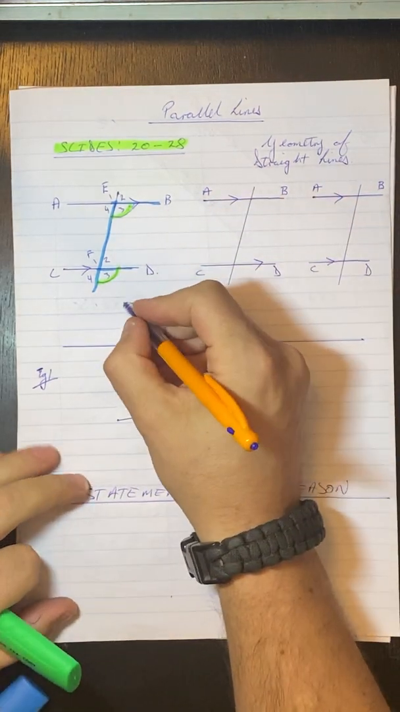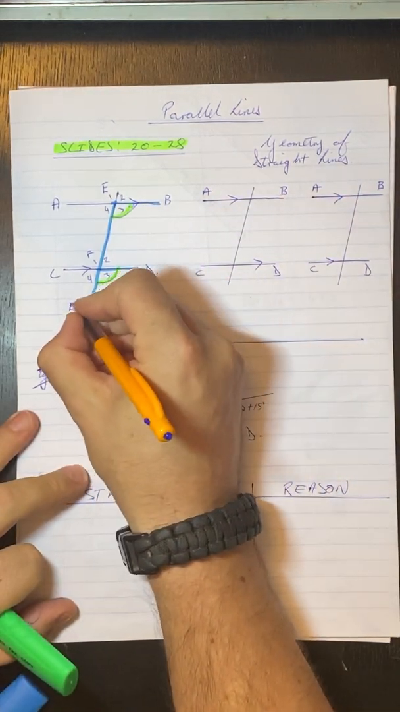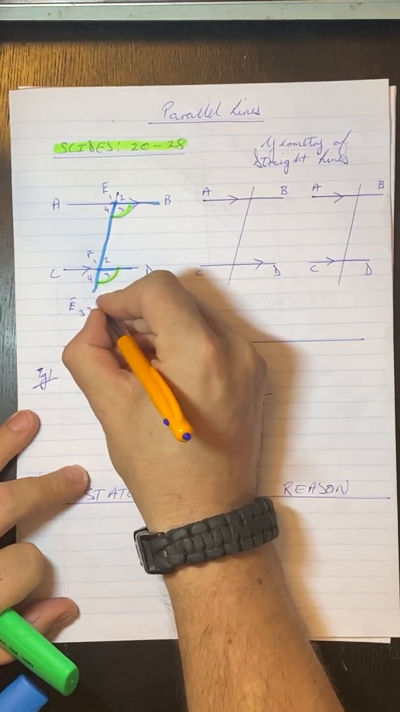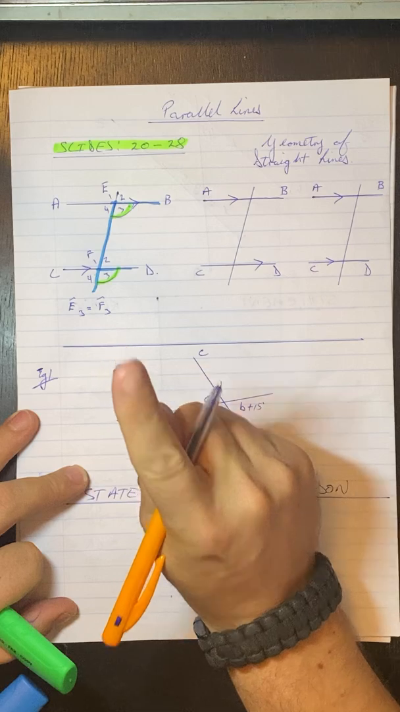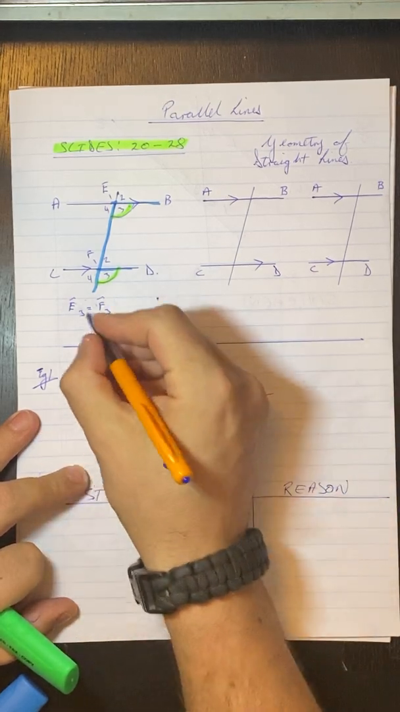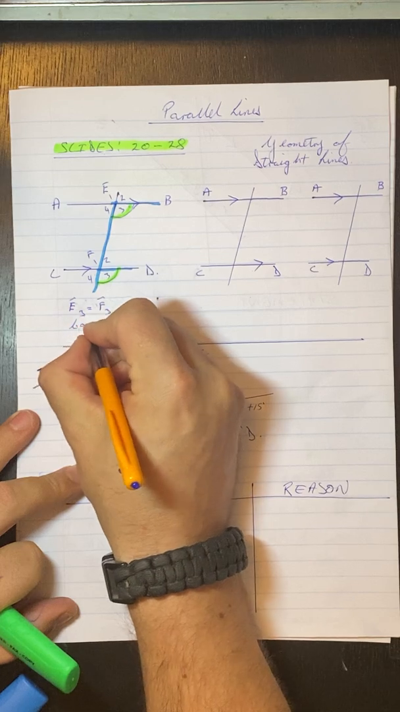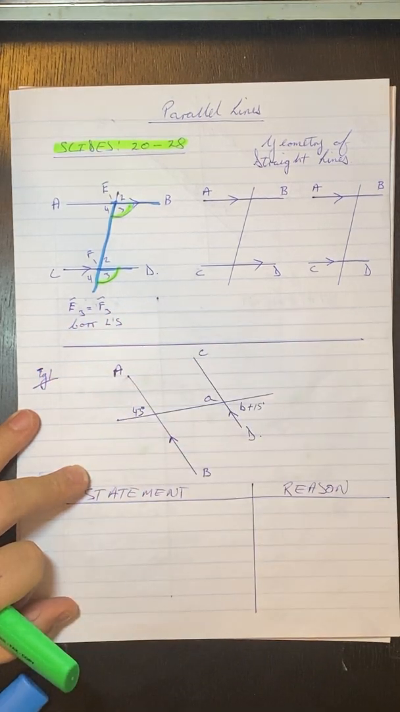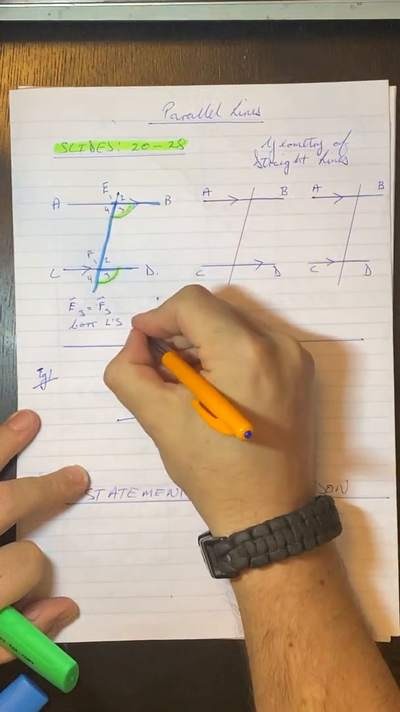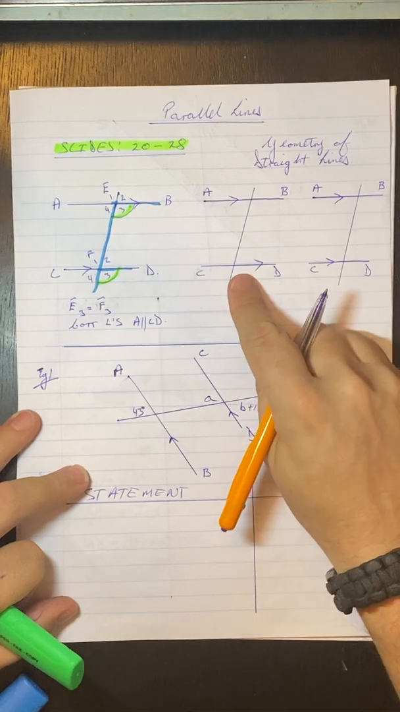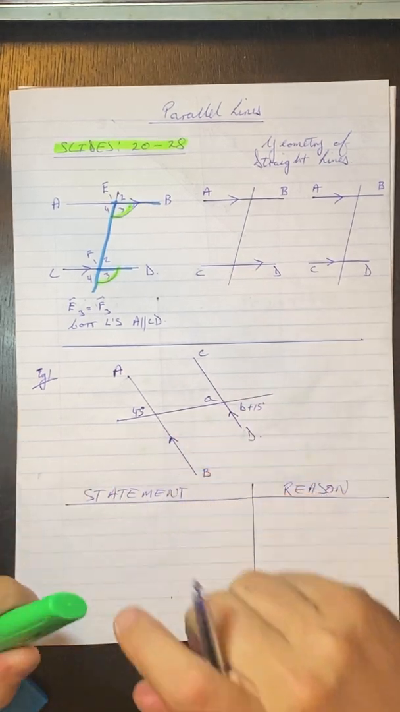And so we can say here that angle E3 equals angle F3. And you remember we need to give a reason. Our reason for this is corresponding angles. And then you must state which lines were parallel. So AB parallel CD.